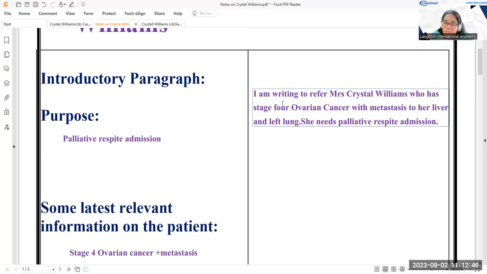Okay. So I'm writing to refer Mrs. Crystal Williams, who has stage 4 ovarian cancer with metastasis. Don't say metastasized, because that is past when you're writing it as a current diagnosis. So you can say stage 4 ovarian cancer with metastasis to her liver and left lung. This whole thing is the diagnosis.